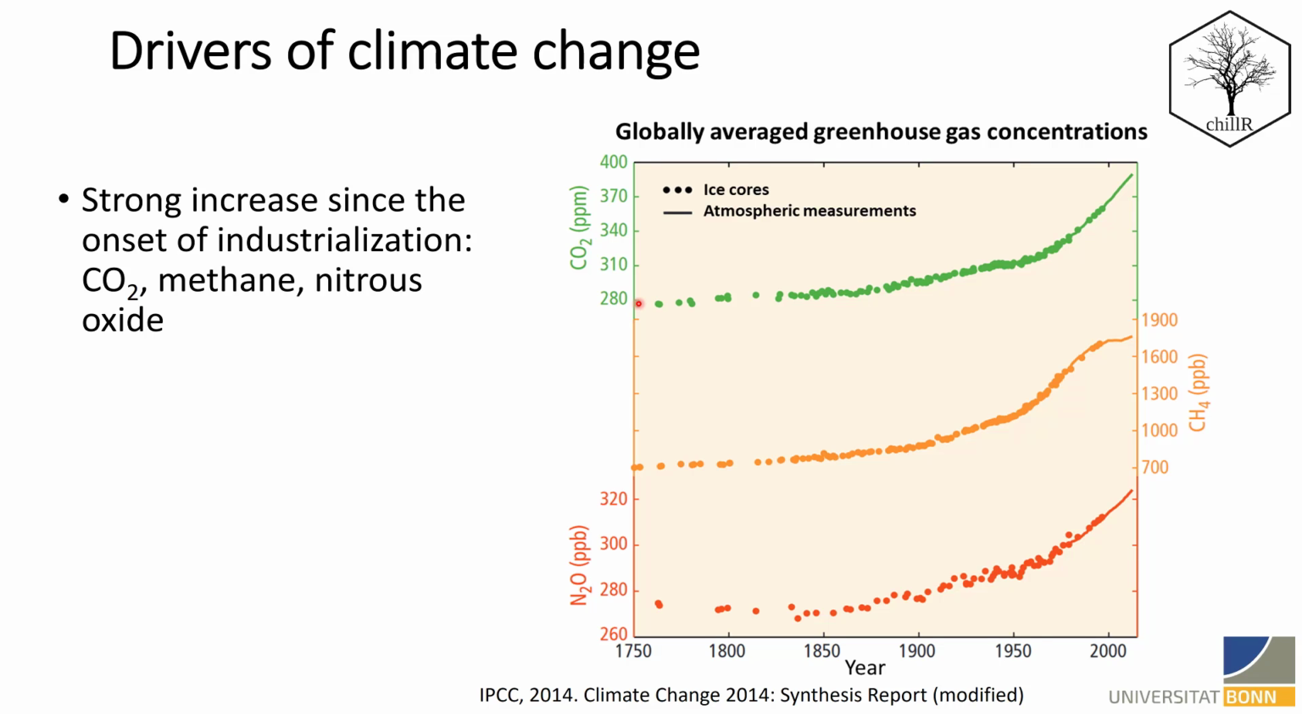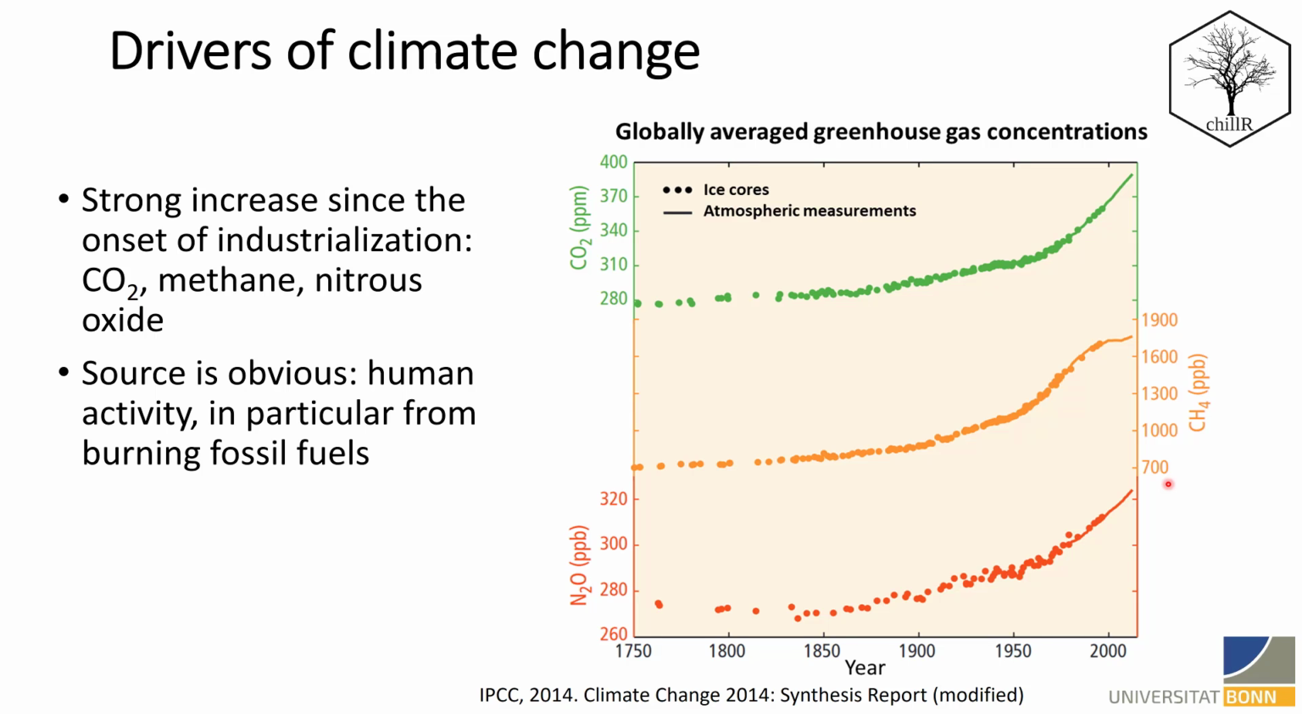And this gives us a fairly good idea of how the concentrations developed back in the past before we had real measurements. And we see that for all three gases here, for CO2, for methane, and also for nitrous oxides, the past 150 years or so have been the period when these started increasing. And this is a development that went in parallel with the Industrial Revolution and the type of industrial society we live in today. The source is really obvious. It's human activity, and it's in particular the burning of fossil fuels.